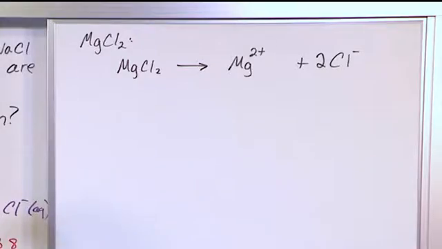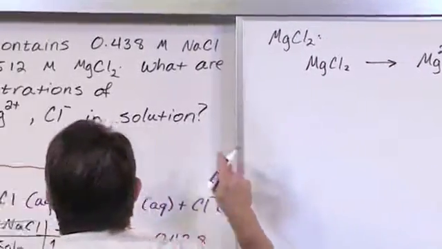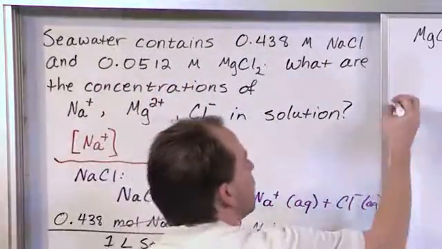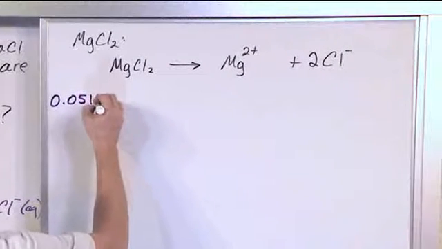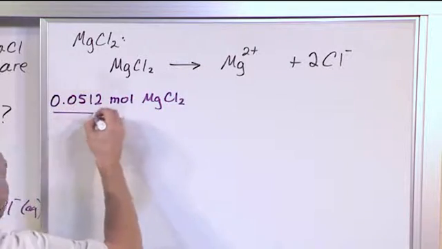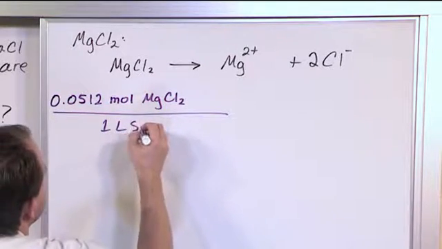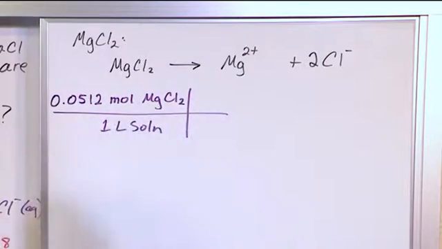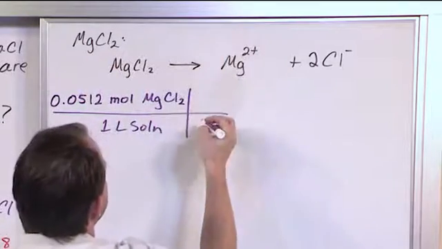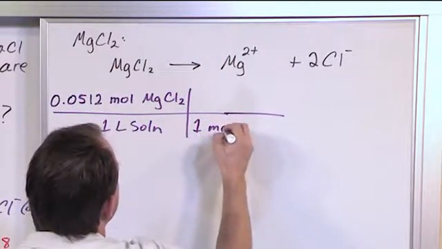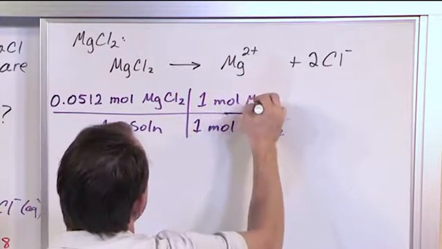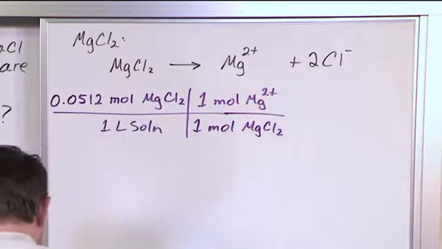All right, so let's first calculate what is the concentration of the magnesium ions in the solution. So what we're going to start with is what we know. We know we have a concentration of 0.0512 molar of this stuff. So 0.0512 moles of MgCl2. That's what molar means, moles per 1 liter of solution. Okay, that's what we start with. And we know from this chemical equation here that for every 1 mole of this, we get 1 mole of the magnesium ions. So for 1 mole of MgCl2, we get 1 mole of magnesium ions.